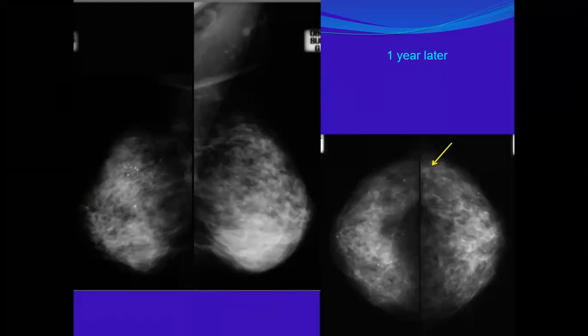So the asymmetry or the focal asymmetry is there, it's persistent. But why could you appreciate it in one view, and in the second mammography follow-up, you could appreciate it in the other view and less appreciated in this view? What is the cause for this? Maybe inadequate compression.